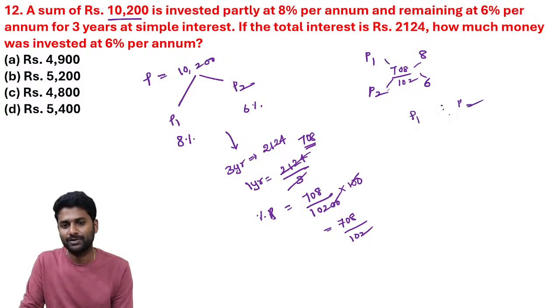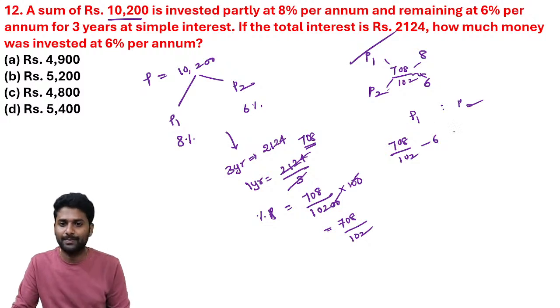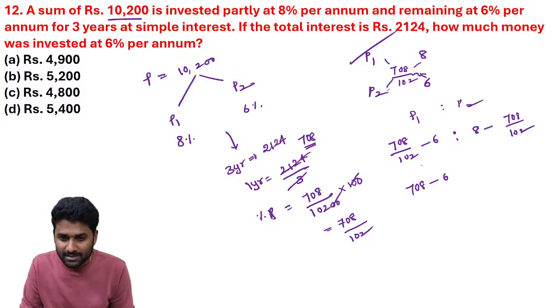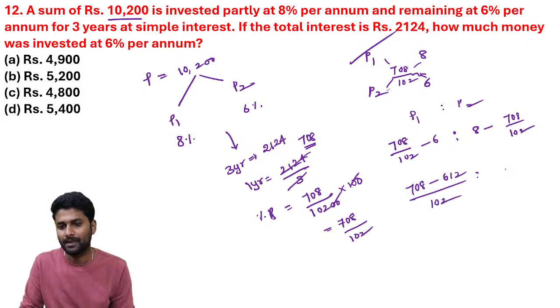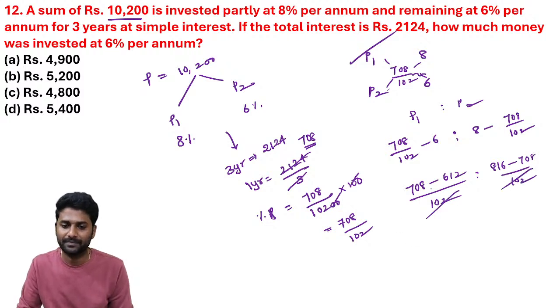Let's find P1 and P2. P1 is 708 divided by 102 minus 6. This is the difference between these two values. Again, P2 is 8 minus 708 divided by 102. Let's go for the calculation. 708 minus 6 times 102, 6 twos are 12, 612, divided by 102. So 816 minus 708 divided by 102, both are cancelled here. So let's find the difference between 708 and 612. It means 88, plus 8 is 96.